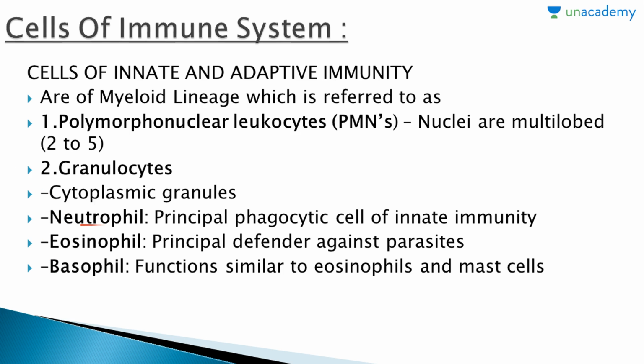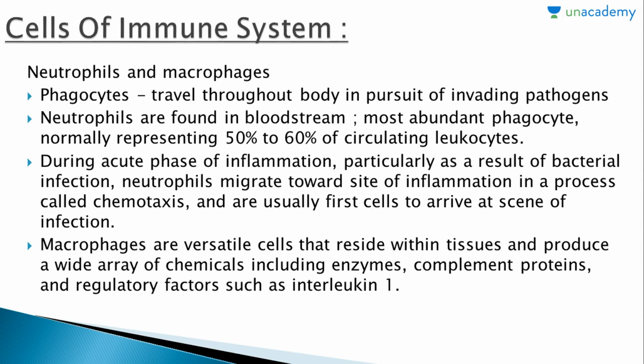Neutrophils are the principal phagocytic cells of the innate immunity, that is they perform the process of phagocytosis. Secondly, we have the eosinophils. They are the principal defender against parasites, and the basophils' function is similar to the eosinophils and mast cells. The neutrophils and macrophages, the phagocytes, travel through the body in pursuit of invading pathogens, and when the pathogens are identified, they engulf them, digest them inside themselves and kill them, and excrete through the plasma membrane.